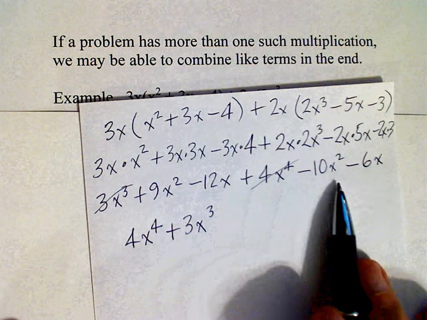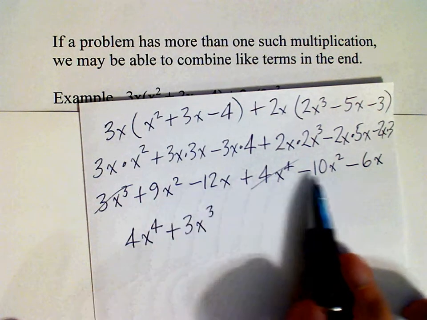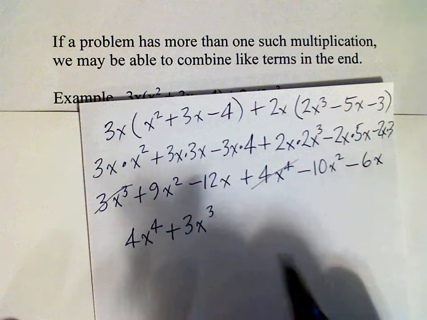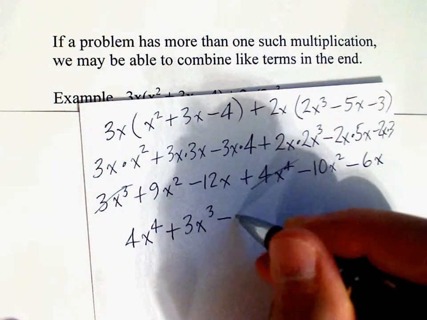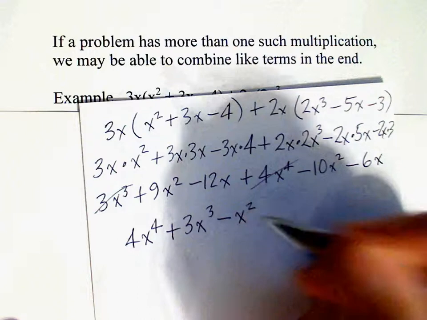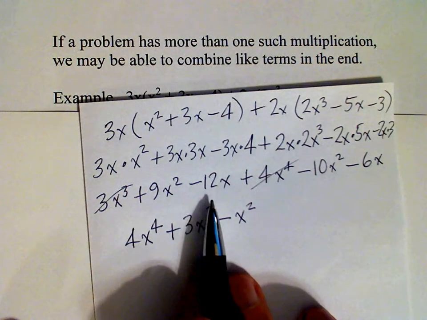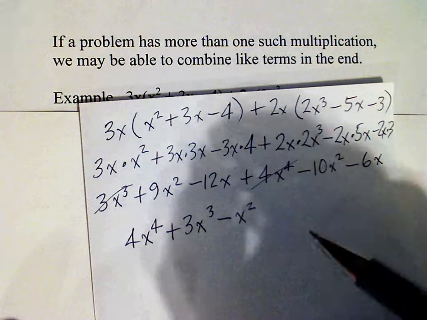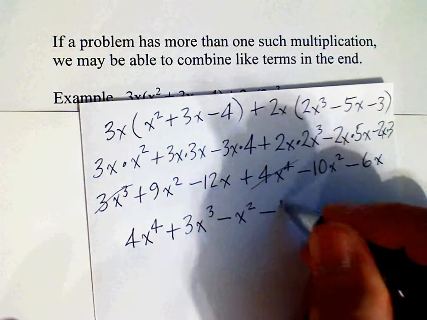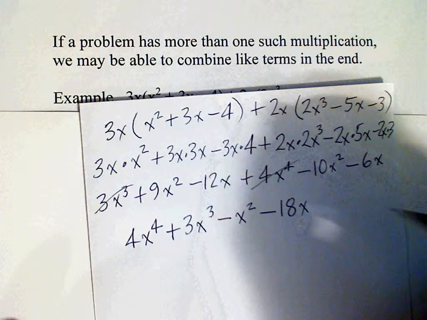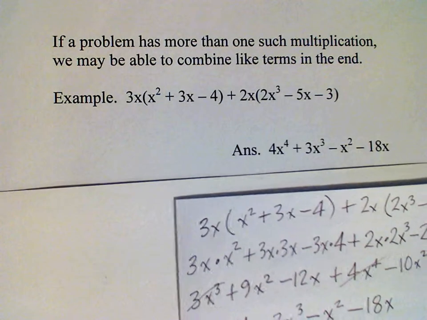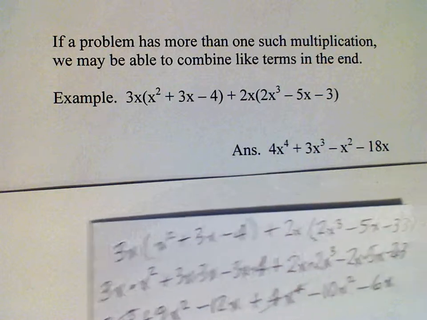And now for the x squared, we see there are two terms with x squared, so we can combine them. We have 9 minus 10, so that leaves us with negative 1x squared, or just minus x squared. And then for the x terms, we have a negative 12x and a negative 6x. Those will combine to give us negative 18x. And that would be the preferred way to leave your solution answer.